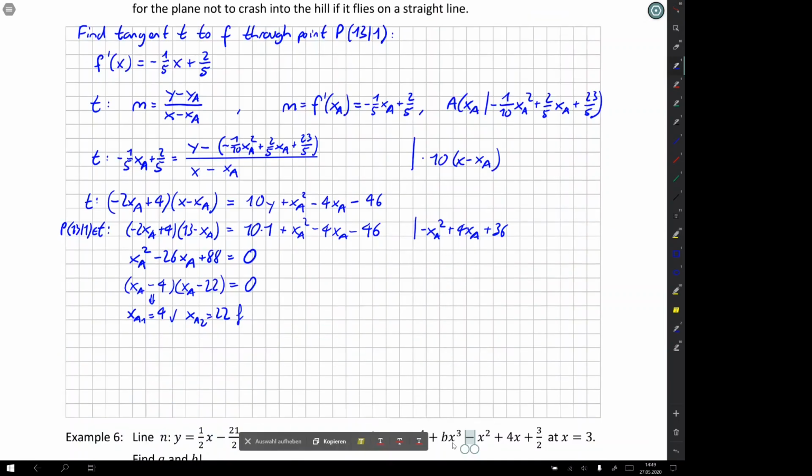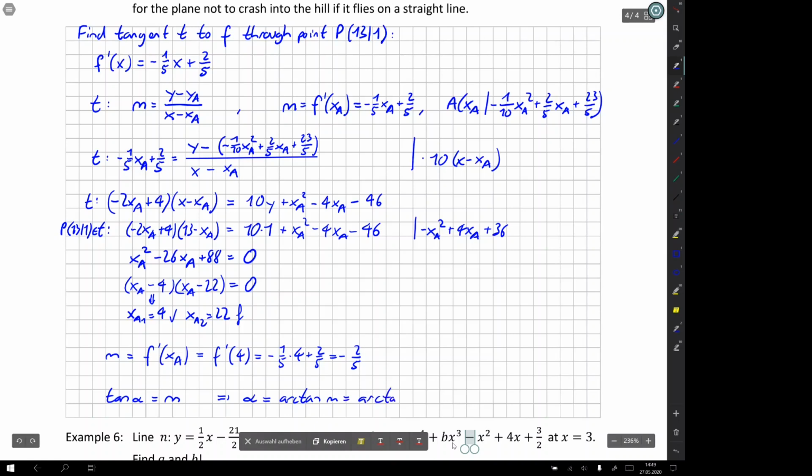This means we need to find the equation of the tangent, or actually all we need is the gradient of the tangent, which is, as we said before, f dash of xa. So we can now insert the 4, f dash of 4, and we had that. It's minus 1/5 times 4 plus 2/5, and we see it is minus 2/5. As we said just before, the elevation angle alpha, its tangent, corresponds exactly to the gradient, which means the elevation angle we're looking for is the arctan of the gradient, so the arctan of 2/5.